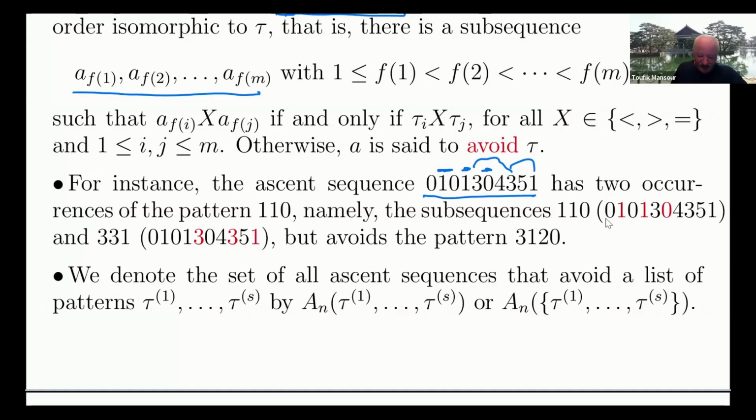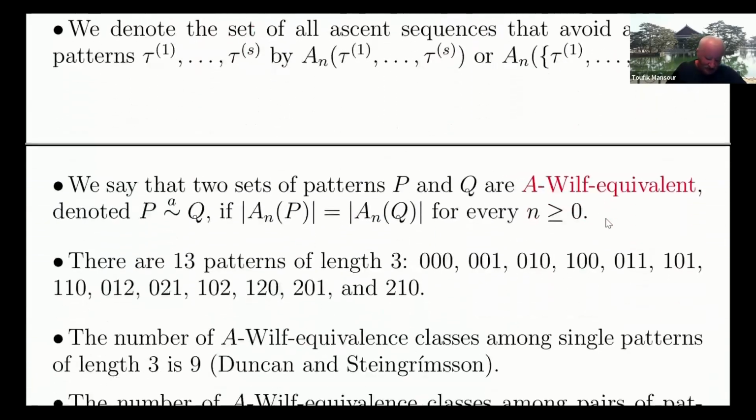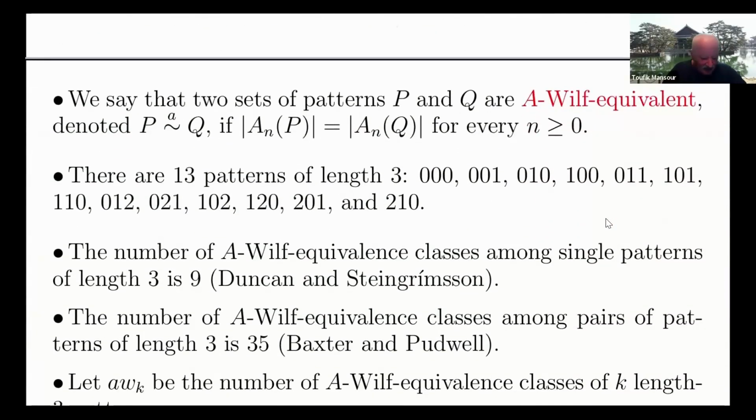The ascent sequences of length n that avoid a list of patterns, I denote by A_n(tau_1, ..., tau_s), or just as a list or set of patterns. If we are talking about avoiding, Wilf equivalence should be mentioned. So what does Wilf equivalence mean for ascent sequences? I have two sets of patterns. I call them Wilf equivalent if the number of ascent sequences that avoid the first set is the same as the number that avoid the second set, for any n.